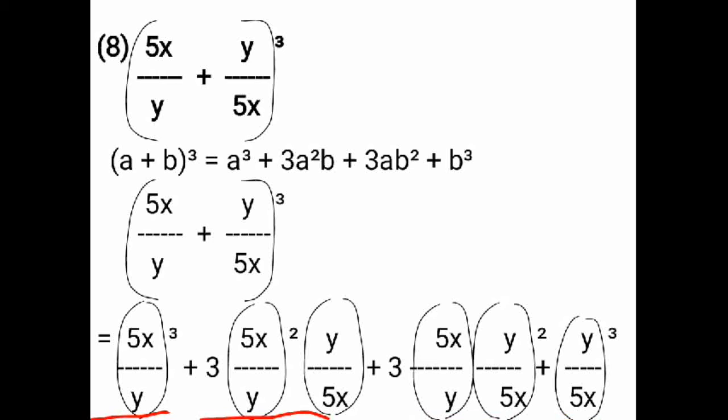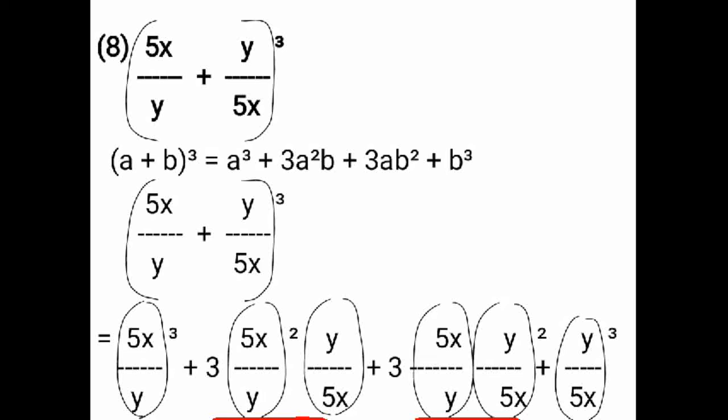First we will solve a cube and b cube. After solving a cube and b cube, for 3a square b and 3ab square, you have to write the multiplication form, the square which you have as an index. If you have a square index, you have to write 2 times multiplication form. That is, in 3a square b, 5x upon y square is there. You have to write the multiplication form of 5x upon y 2 times. And in 3ab square, y upon 5x the whole square index is there. Y upon 5x you have to write in multiplication form 2 times.